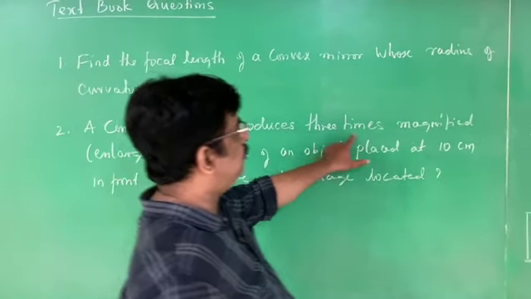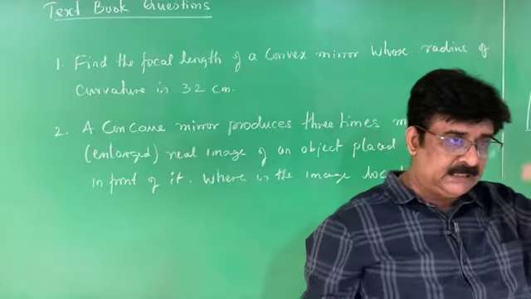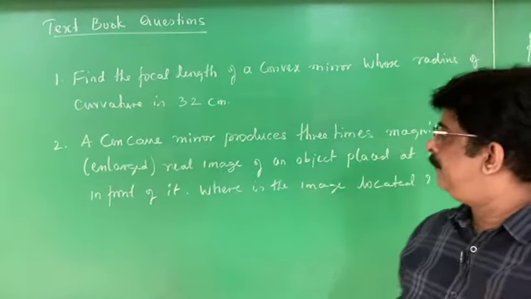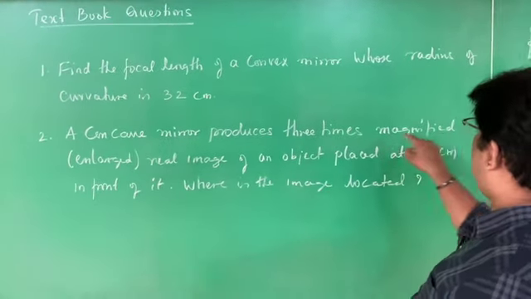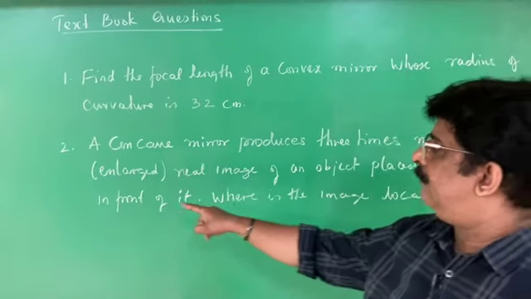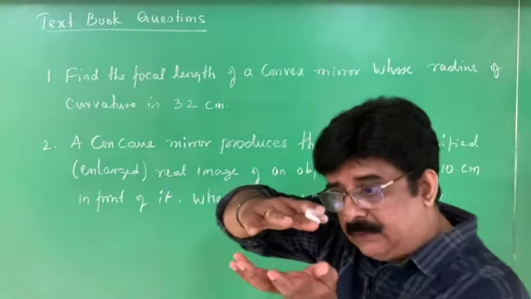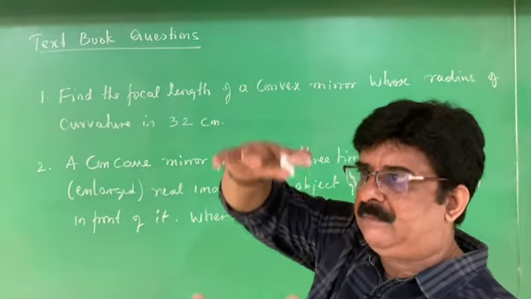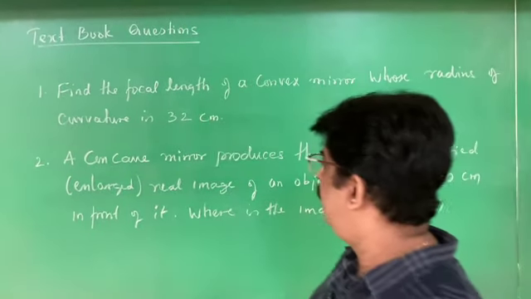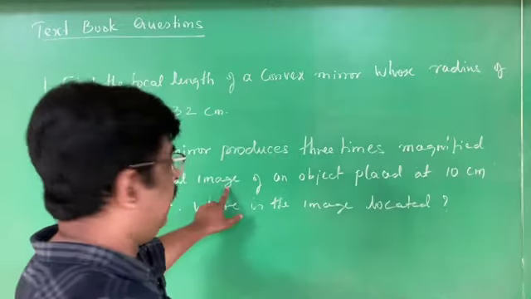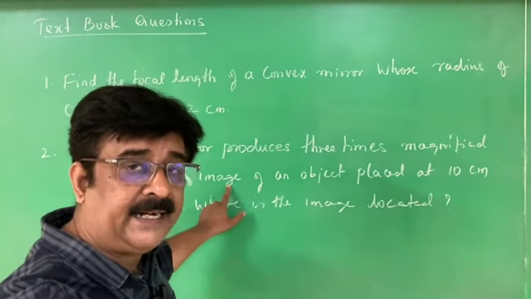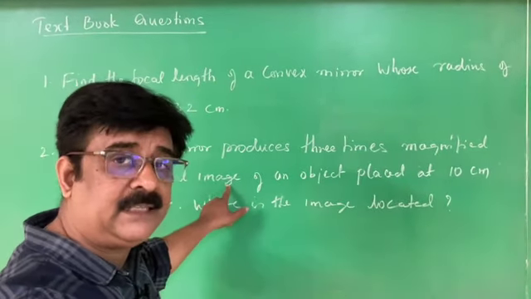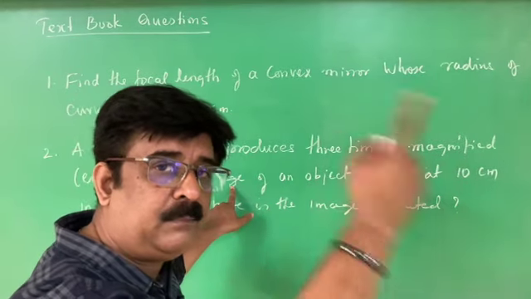Produces 3 times magnified. People may not understand the word magnified, therefore it is given in brackets as enlarged 3 times. If we are given 10 centimeter, it becomes 30 centimeter enlarged. Is a real image negative or positive? It is negative. Real image is negative, virtual image is positive.